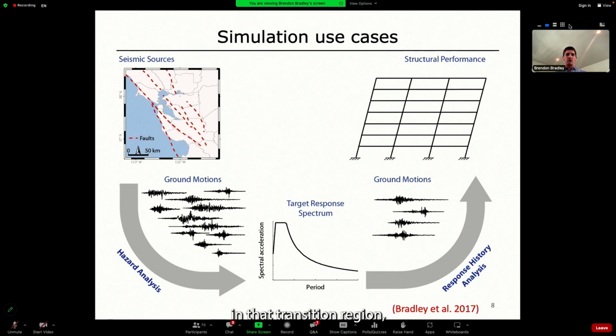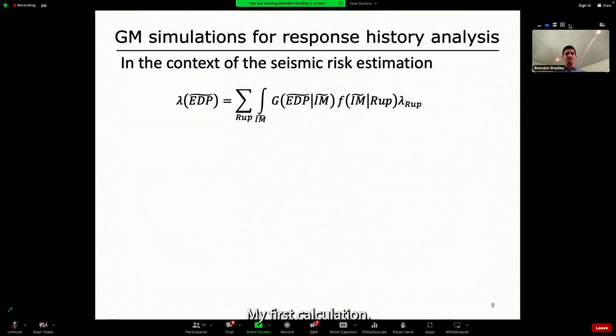And so while we're in that transition region, we do have a range of different alternative use cases where, for example, on the left-hand side, we perform seismic hazard analysis in the conventional way using empirical ground motion models, but then we use simulated ground motion models to help supplement recorded ground motion databases for that purpose of response history analysis. So that's just one example of the different roles simulations can play without having to provide the entire pipeline of the seismic risk calculation.